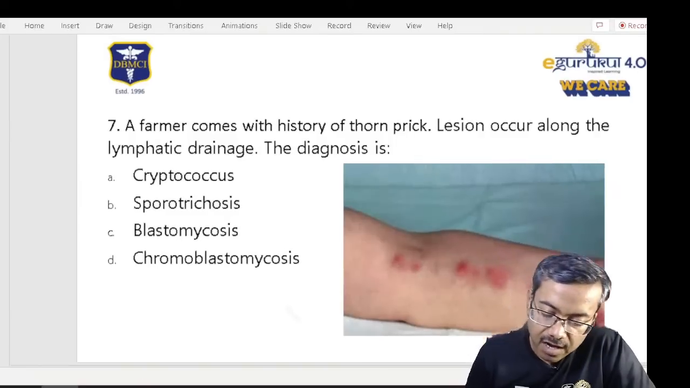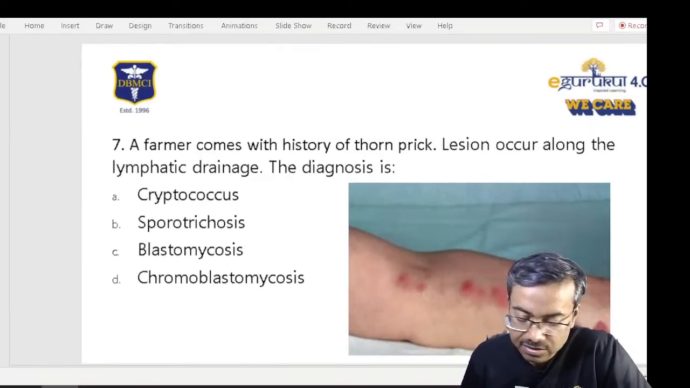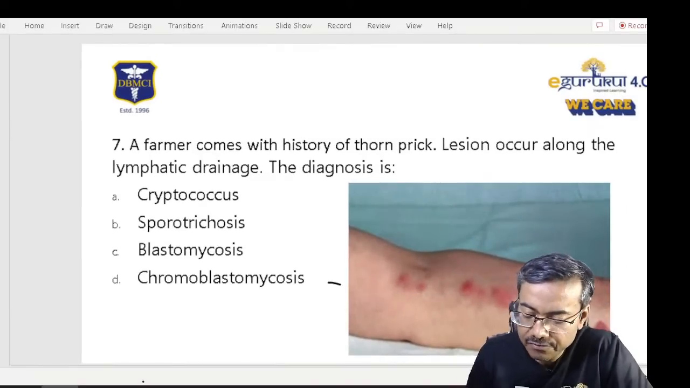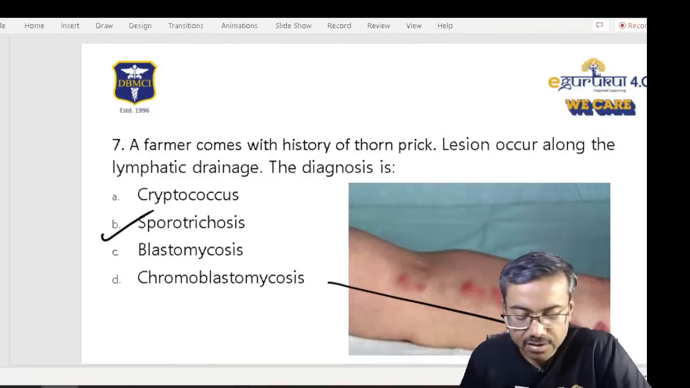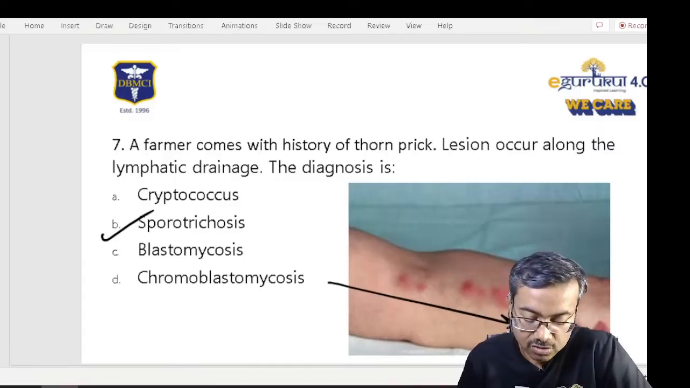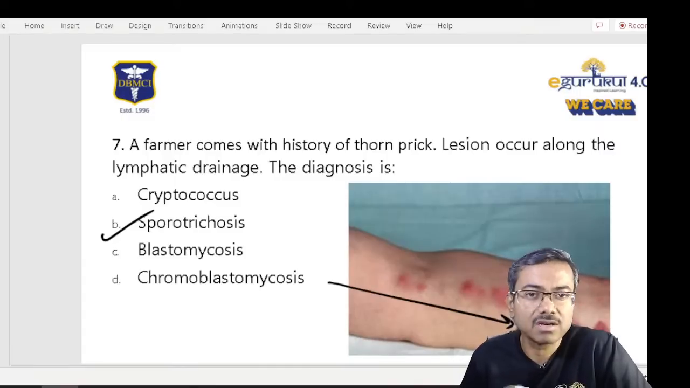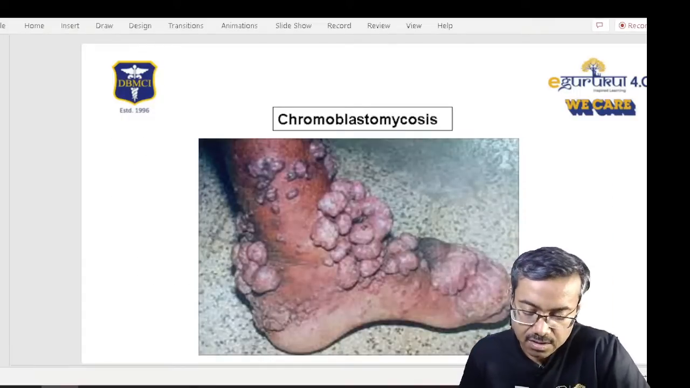Okay. A farmer comes with a history of thorn prick, with lesions occurring along the lymphatic drainage. Now, this is obviously almost a standard repeat question. Obviously, you don't have to even think about it. It's typically sporotrichosis. Okay. So, I'll not discuss this. We already discussed it.